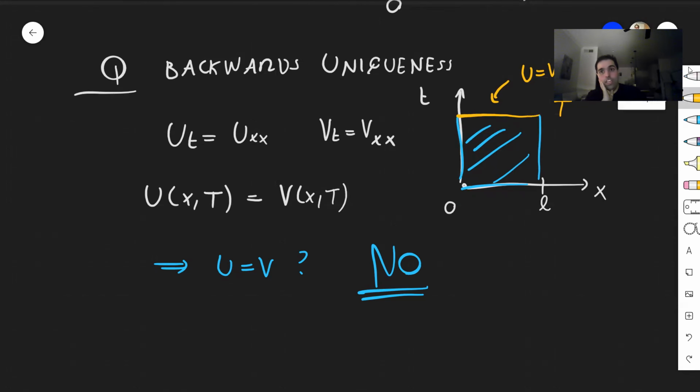That said, here's a cool thing. If we know what u and v are at the terminal time, and you also know that u and v are equal on the boundary, then it turns out the answer is yes. So if u and v are equal at the terminal time and at the endpoints, then u and v have to be equal everywhere, in particular originally as well.